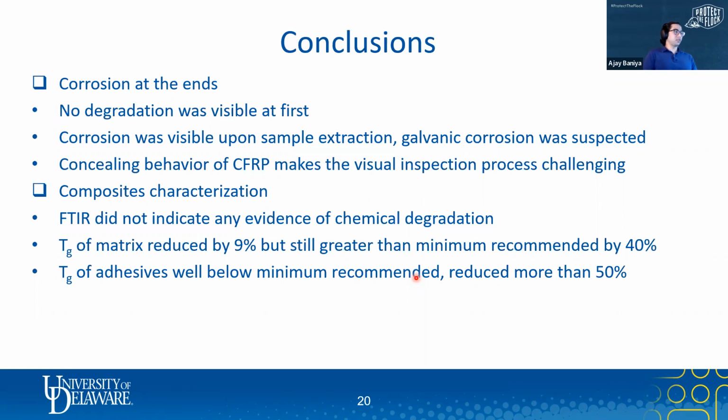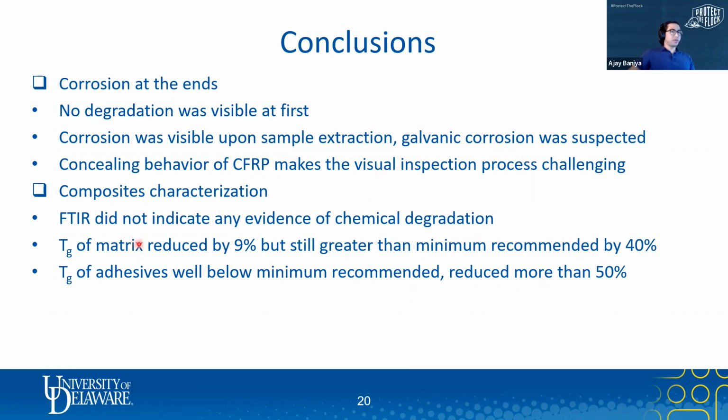During initial inspection, no signs of degradation were visible. With more investigation, we found there were some signs of corrosion from the previous studies. Galvanic corrosion was suspected. And this makes the visual inspection process challenging, and bridge owners should really consider the possibility of such galvanic corrosion or any other form of corrosion during the periodic inspection.